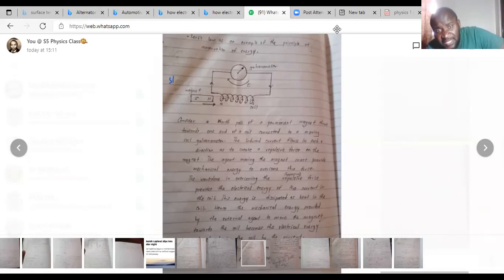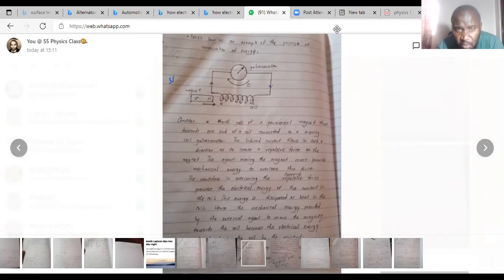And if it does so, current starts flowing from the north pole, and the galvanometer will deflect in the direction where the current is going. Now, if you consider a north pole of a permanent magnet that is thrust towards one end of a coil connected to a moving coil galvanometer, the induced current flows in such a direction as to create a repulsive force. Remember, I told you the solenoid will induce a polarity which brings about a repulsion force, trying to oppose the incoming permanent magnet. So the repulsion force on the magnet has been experienced.